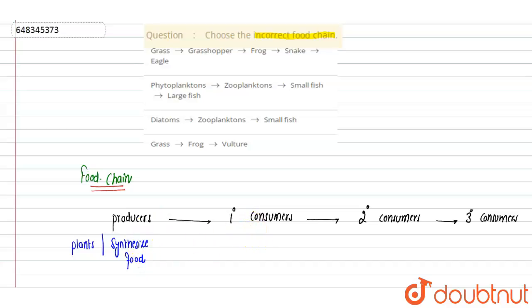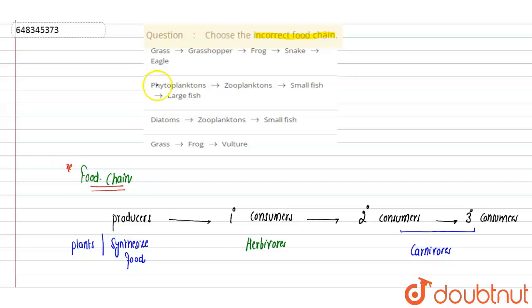Primary consumers are mainly the herbivores, which feed directly on the plants. And the secondary and tertiary consumers, the rest of them, are all carnivores, which feed on the herbivores. So this is the general pattern of a food chain.